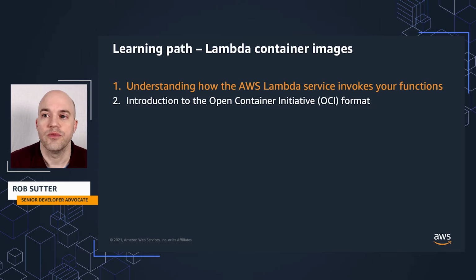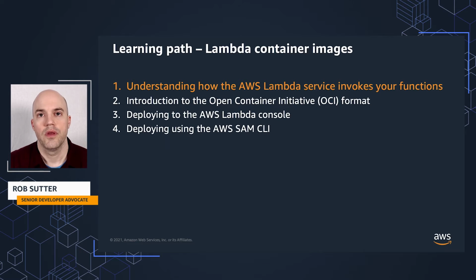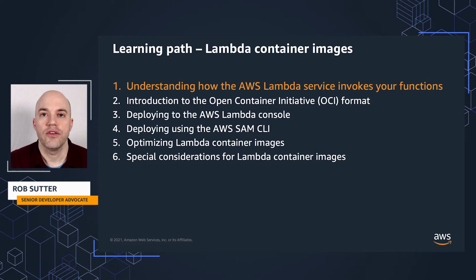In a follow-on session, we'll discuss the Open Container Initiative or OCI format. We'll learn how to deploy your Lambda functions packaged as container images using the AWS Lambda console. You'll learn how to deploy them from the command line using the AWS SAM CLI. You'll learn how to optimize those images for deployment that's quicker and offers more control. And finally, you'll learn some special considerations when you package your Lambda functions as container images.